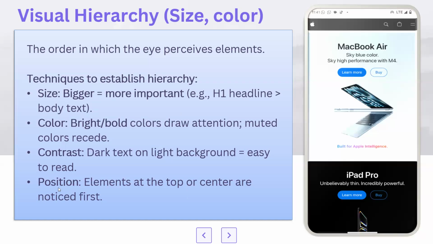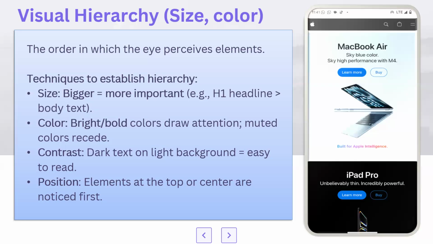Besides that, we have position. Elements that are normally in the top or in the center have good attention. They can be noticed or identified quickly. So in web development, some content is normally centered, but the goal in determining which to center is dependent on which is very pressing. So we'll be having a demonstration in the later session to show us how this is achieved.